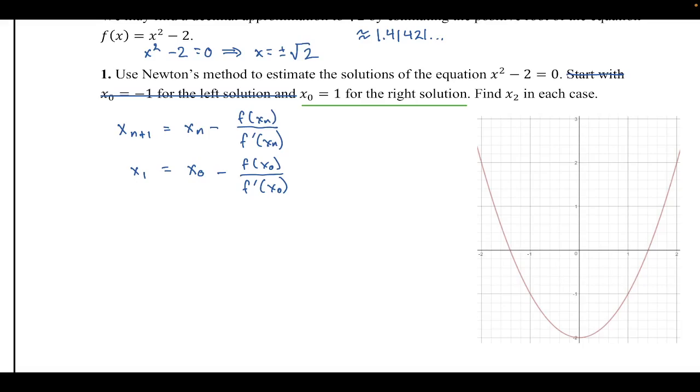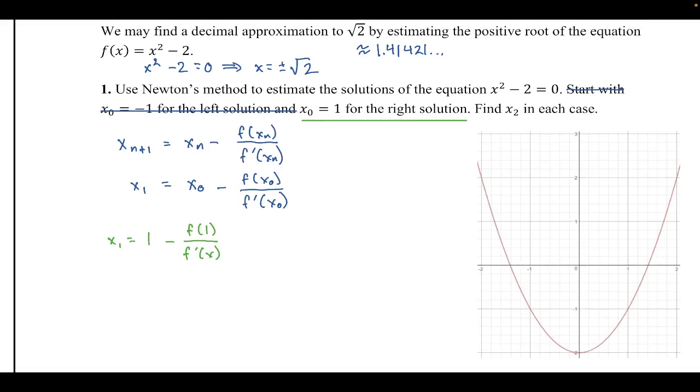So x sub 1 is going to be equal to x sub 0, so that's going to be 1, minus f of 1 divided by f prime of 1. Okay. Might be useful also to just look at the derivative. So the derivative is 2x minus 0. Again, that's just the derivative of our given function.